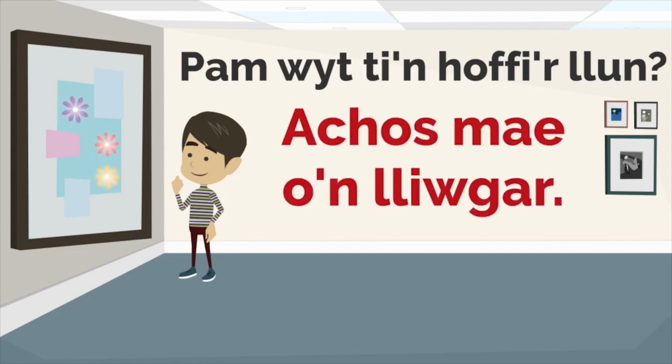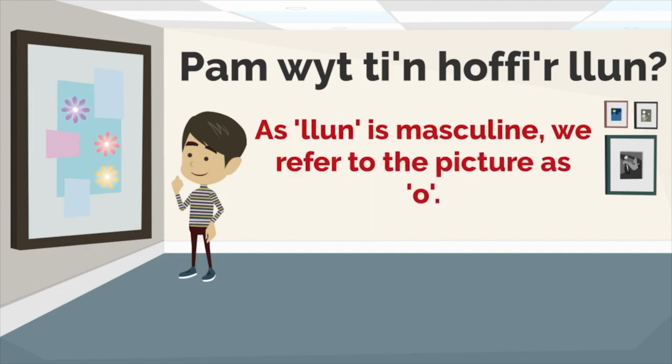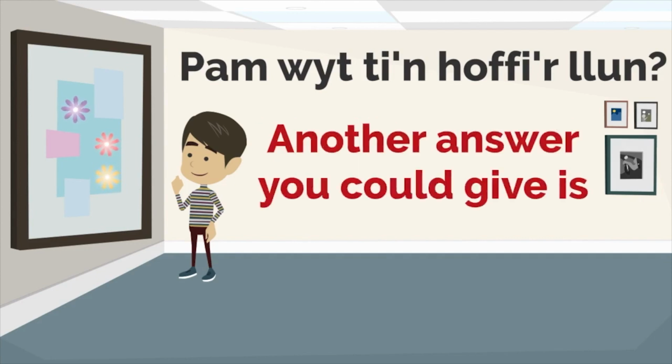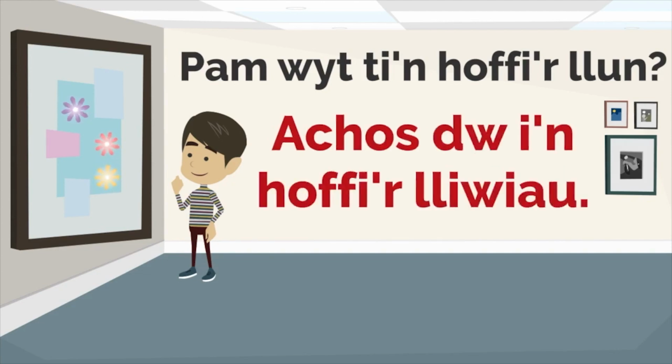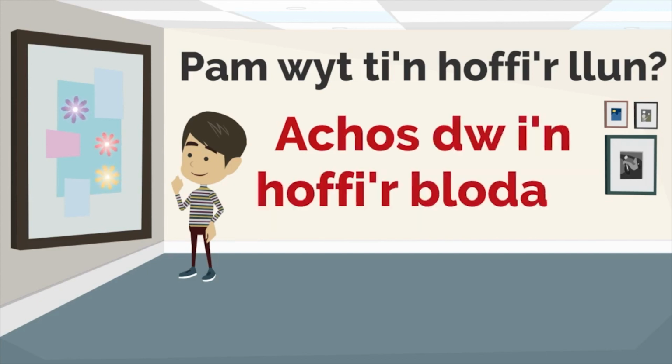Achos mae o'n lliwgar, because it's colourful. Notice that as the word llun is masculine, we refer to the picture then as fo. Another answer you could give is achos dwi'n hoffi'r lliwiau. Because I like the colours. Achos dwi'n hoffi'r blodau. Because I like the flowers.